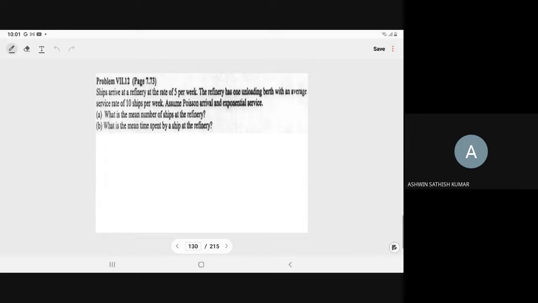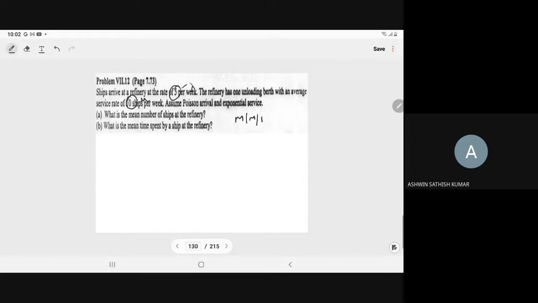Here we have the question: ships arrive at a refinery at the rate of 5 per week. So ships are arriving, ships means customers, and the rate is given to you as lambda. The refinery has one unloading berth with an average service rate of 10 ships per week. So this is given to you as mu. Assume Poisson arrival and exponential service, that is the M/M/1, one berth.